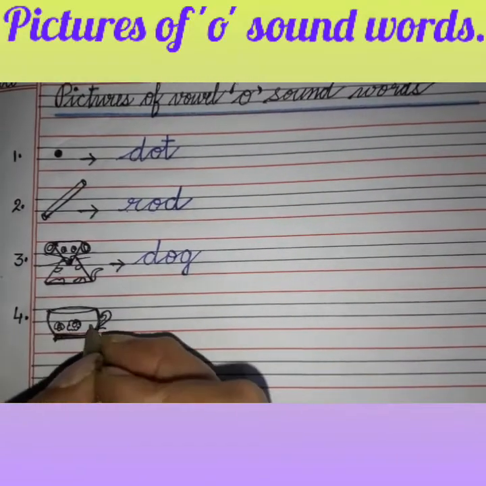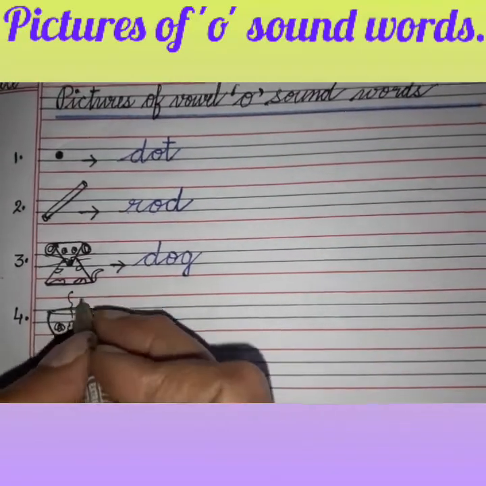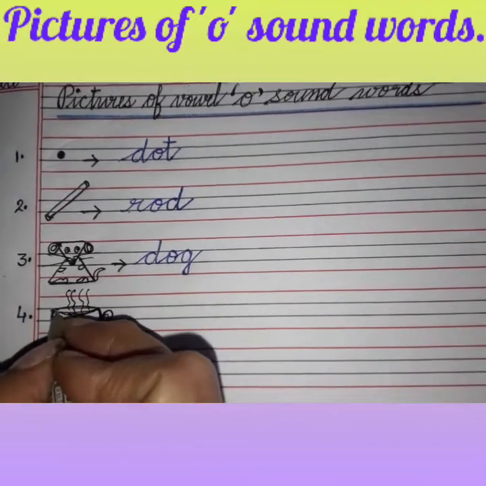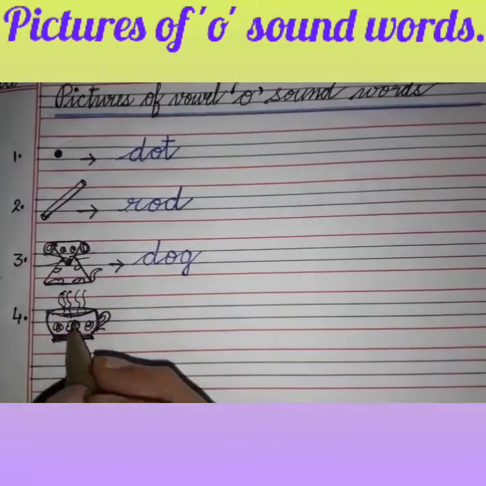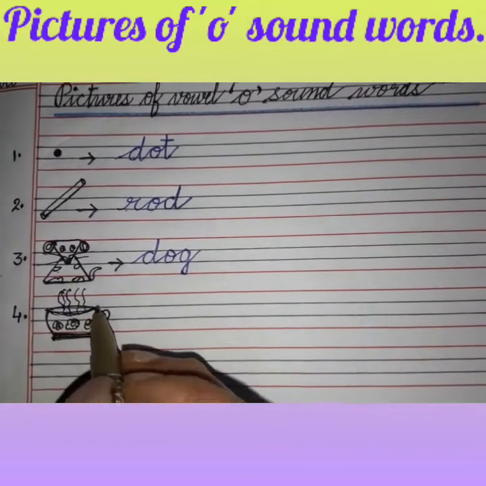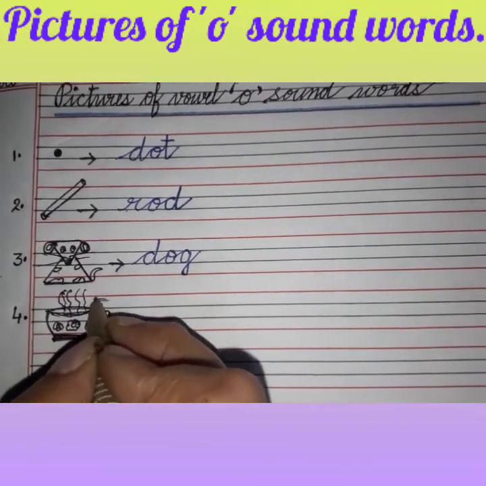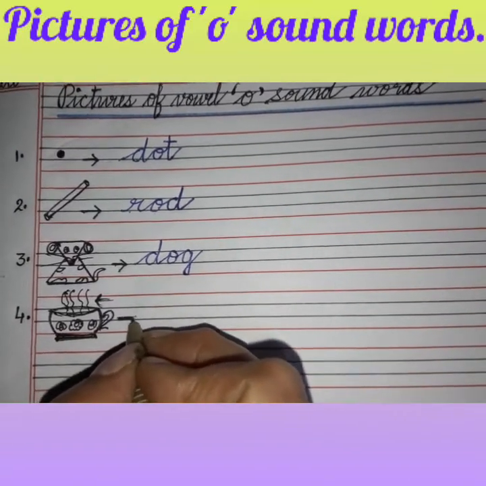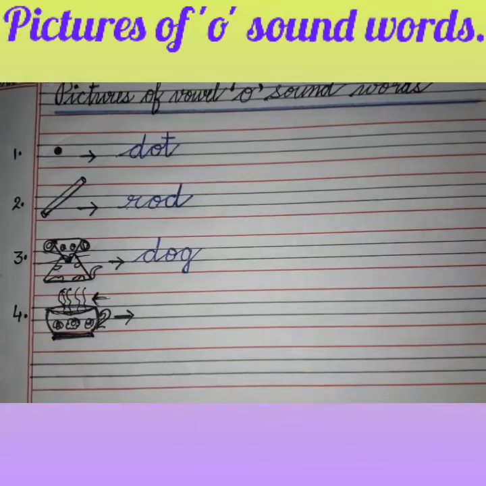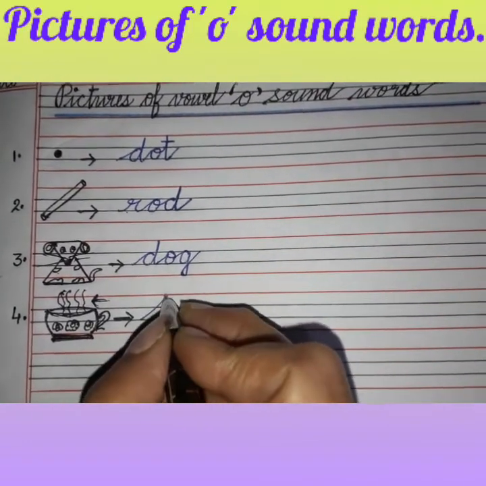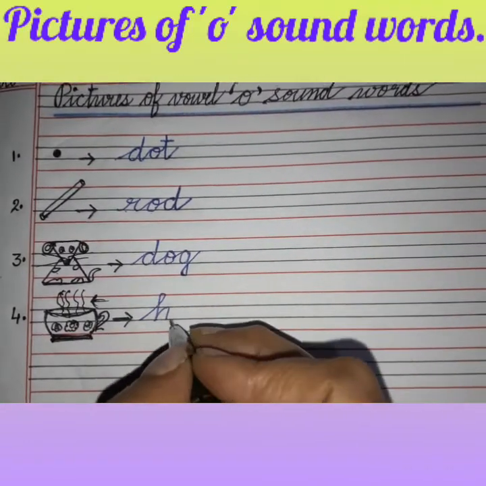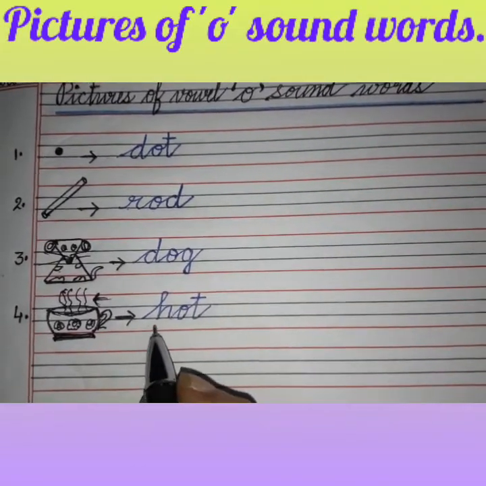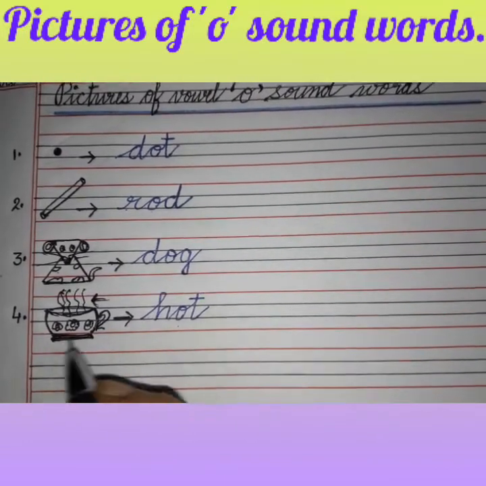What is this? This is a teacup, and see, the smoke is coming out. It means tea is there inside the cup and it's very hot. So this smoke shows it is very hot. So we will write the word hot here after putting an arrow. Write H O T, hot. H says ha, O says o, T says ta, hot.